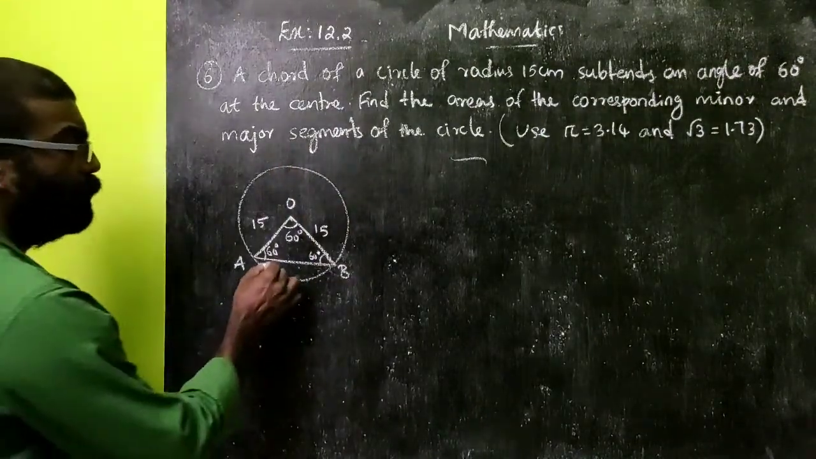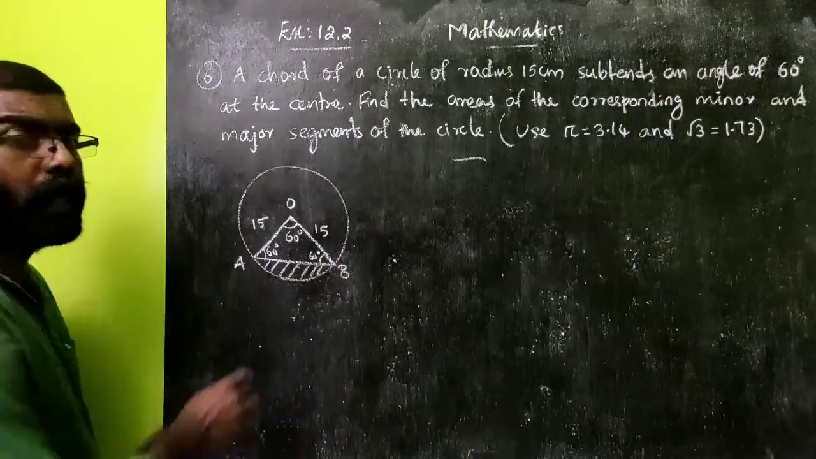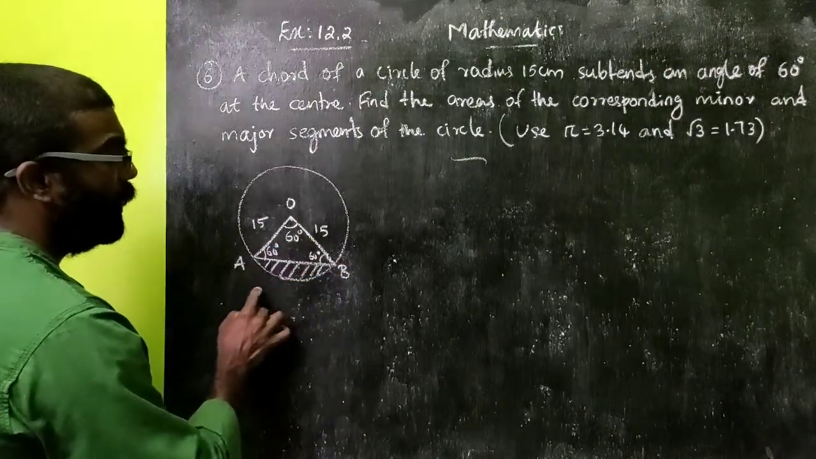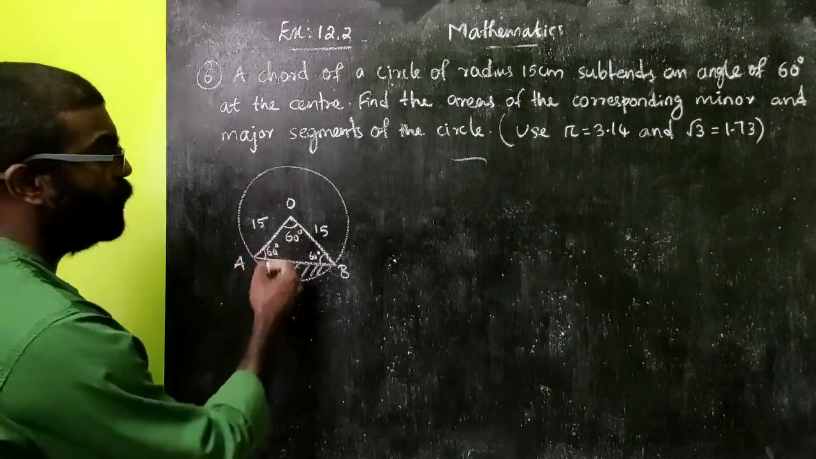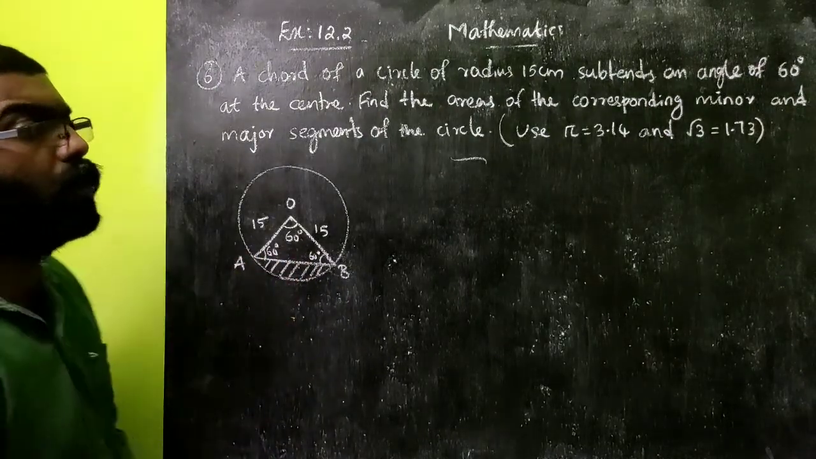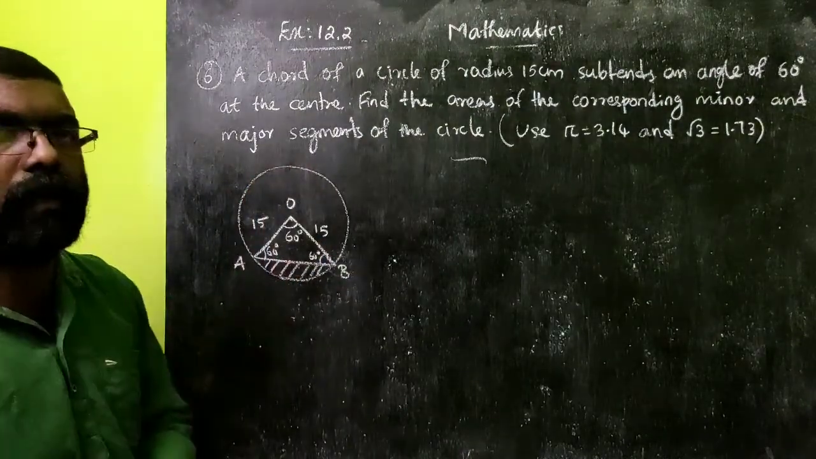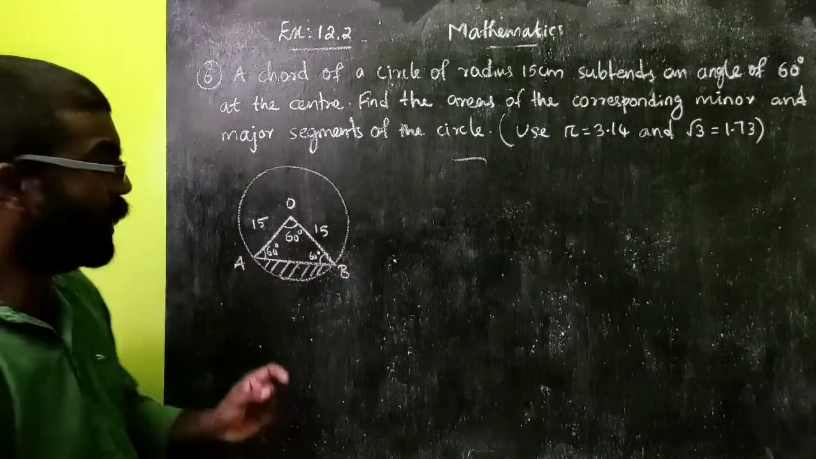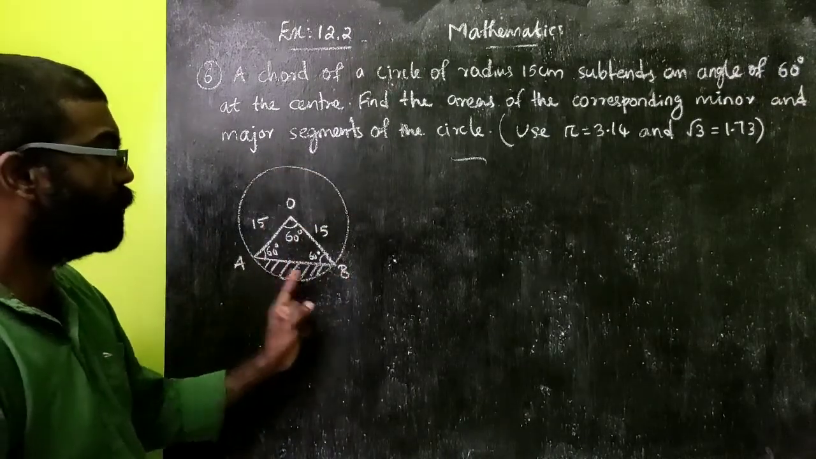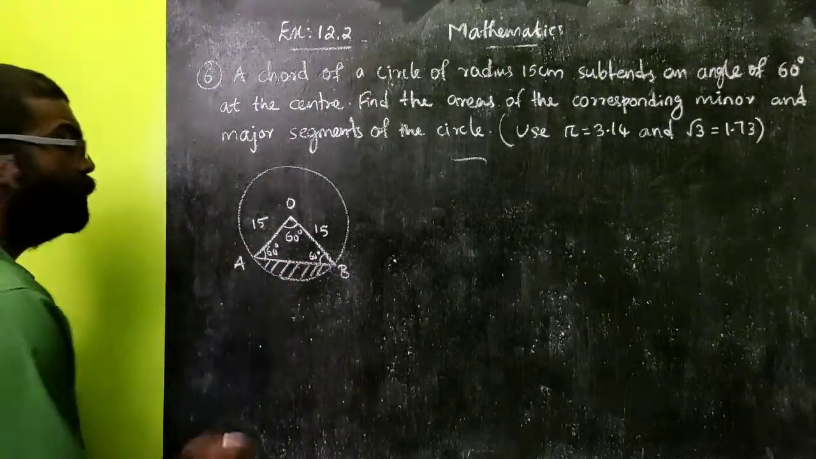Okay. So to find the minor segment, first of all we have to find area of the sector and the area of the triangle. Okay. Then after taking the difference between these two, we will get the area of the minor segment. And in order to find the major segment, we have to find the area of the circle. And we can subtract area of minor segment from it. Okay. So we can start.